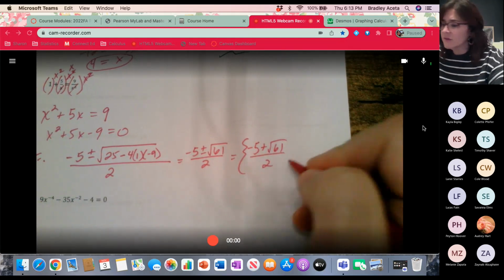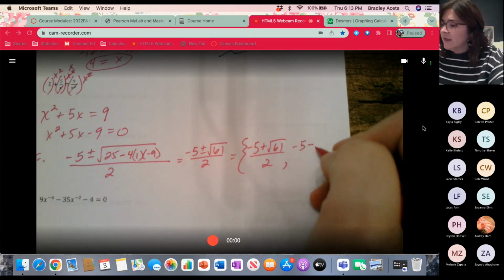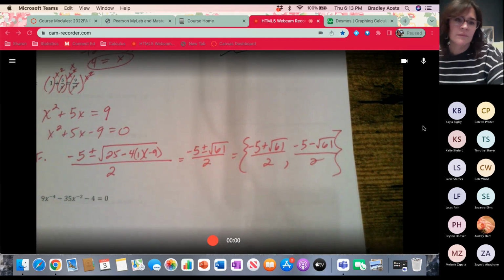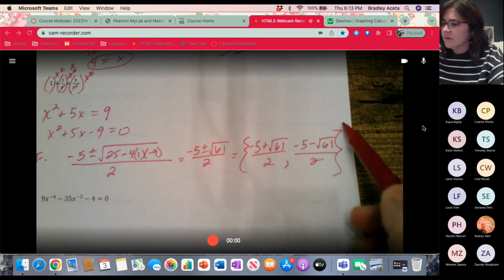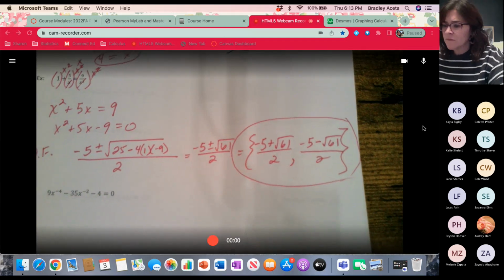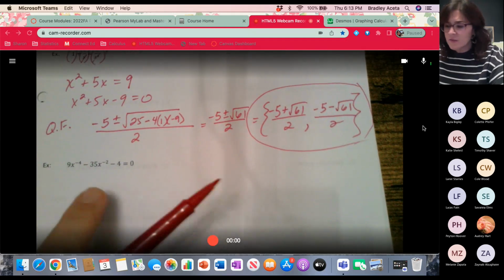And that's how you have to write it in Pearson. And -5 minus the square root of 61 over 2. And that's what you'll have a question like too. Let's move on to this one.